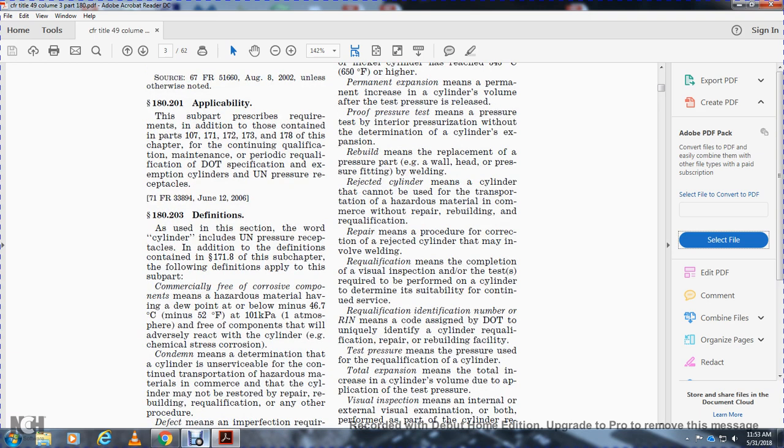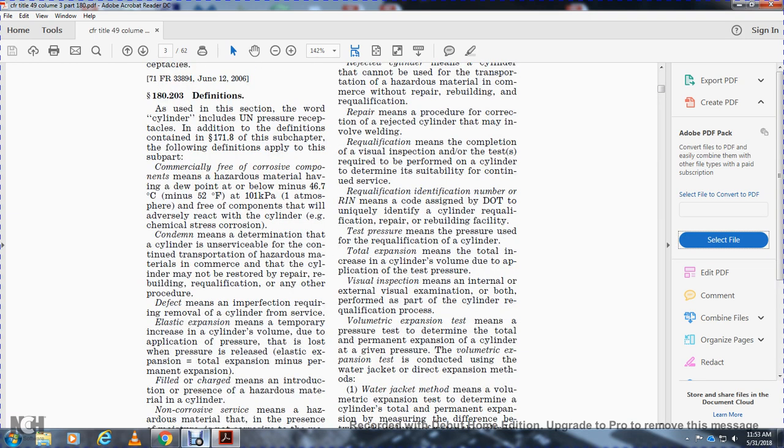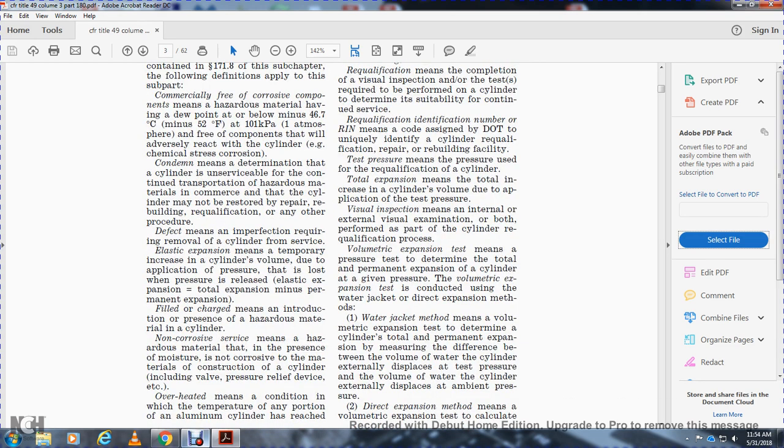Total expansion means the total increase of the cylinder volume due to the application of the test pressure. Visual inspection means internal and external visual examination, or both parts. Volumetric expansion test means a test performed prior to the cylinder requalification process, with pressure, to determine the total and permanent expansion of the cylinder at a given pressure. The volumetric expansion test is conducted with the water jacket or direct expansion method. The water jacket method means a volumetric expansion test to determine the cylinder's total and permanent expansion by measuring the difference between the volume of water displaced by the cylinder externally at test pressure and the volume displaced at ambient pressure.